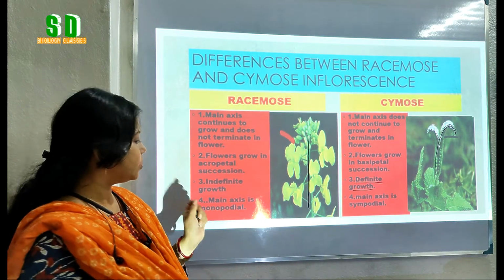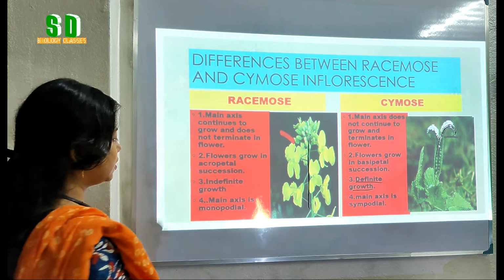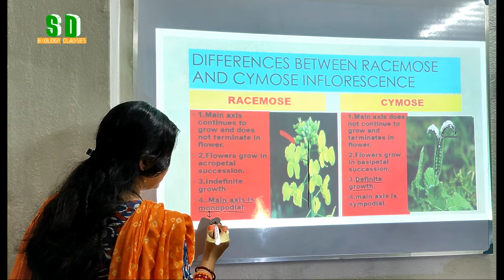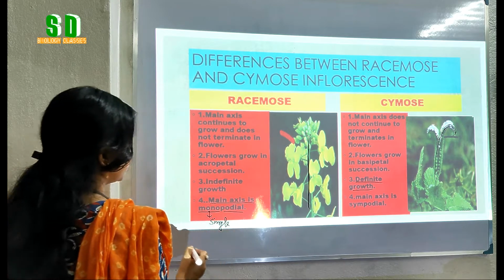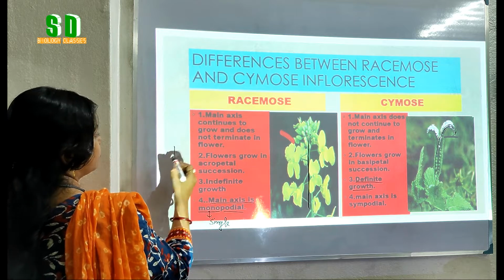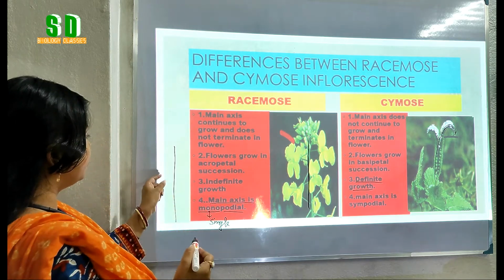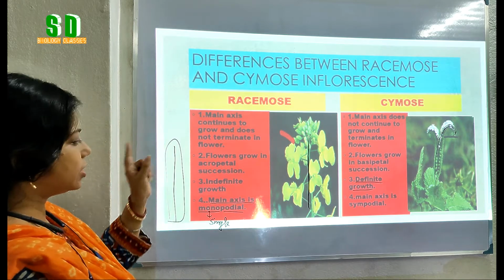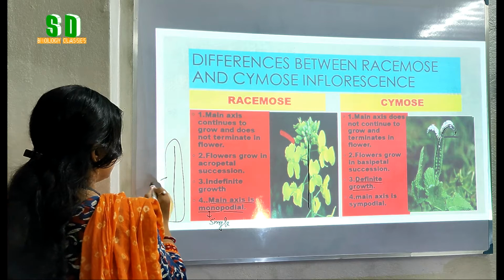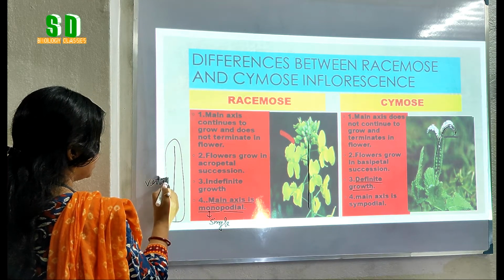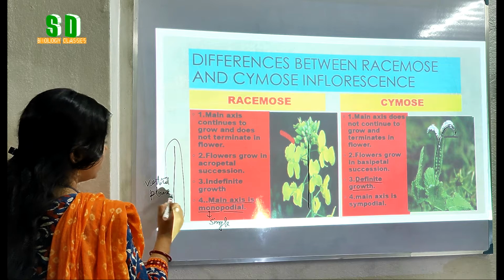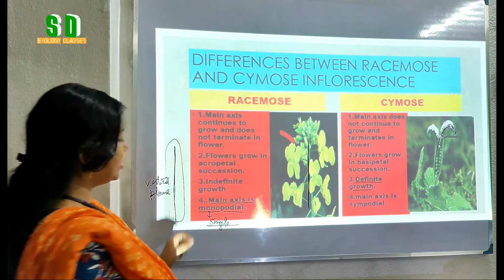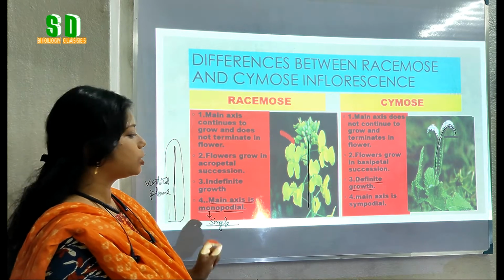Another important difference between racemose and cymose inflorescence is that in racemose the main axis is monopodial. Mono means single. In case of racemose inflorescence, as the main axis never terminates by a flower, we get a single axis, a single branch in a vertical plane. That is called monopodial branching, or the main axis is monopodial.